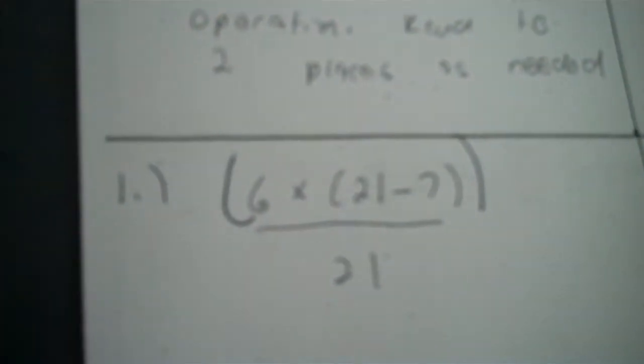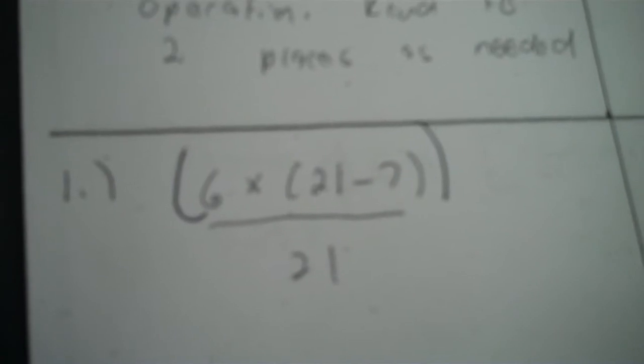Okay, technical math, final review. Perform the indicated operations, rounded to two decimal places as needed. Now, whenever you have a division line, if you have operations on top, you need to put that whole thing in parentheses. Bottom doesn't need it. There's no operations, just a 21.